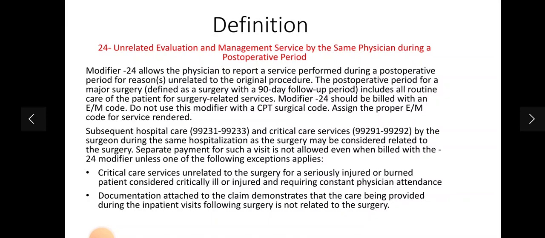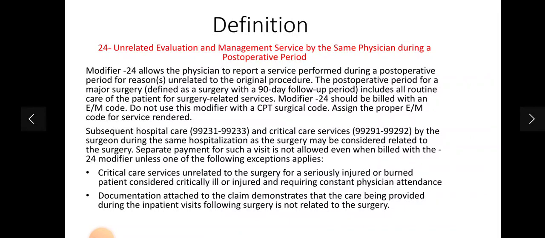Subsequent hospital care visit and critical care services by the surgeon during the same hospitalization as the surgery may be considered related to the surgery. Separate payment for such visit is not allowed even when billed with the 24 modifier unless for one of the following exceptions. So these subsequent hospital care or critical care visits given during the post-operative period in the hospital which are related to the surgery are not billed separately because they are included in the global period. Only a few exceptions are there, such as when the critical care service is unrelated to the surgery for a seriously injured or burnt patient considered critically ill or injured and requiring constant physical attendance. In such cases you can bill those procedures with 24 modifier.